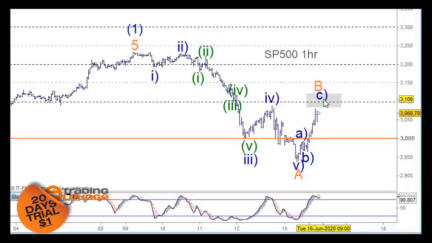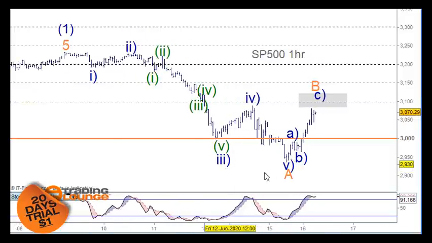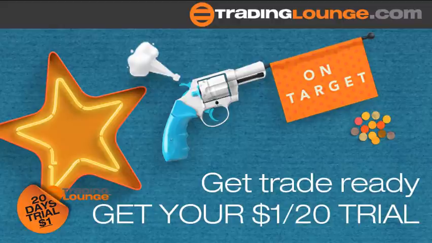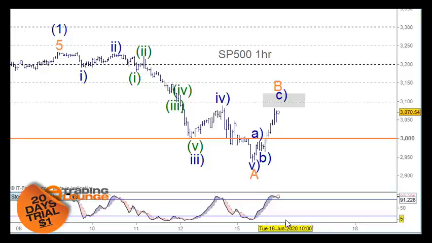Wave B can be very simple, or it can be very complex. But because we're going from wave 1 here all the way with an ABC down for wave 2, we normally find the A wave, the B wave, and the C wave all pretty simple, sharp, and swift. That's all occurring at the moment. So we need to take a closer look at this, and also want to bring in the Nasdaq today for this.